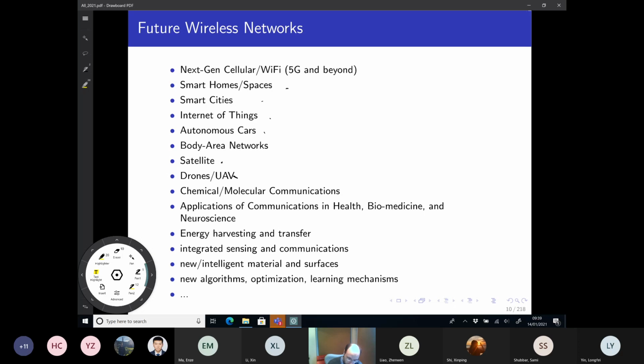You can have molecular communication. This is using wireless communication theory, but applying it at the molecular level. So inside your body, how can you use molecules to convey information among themselves.